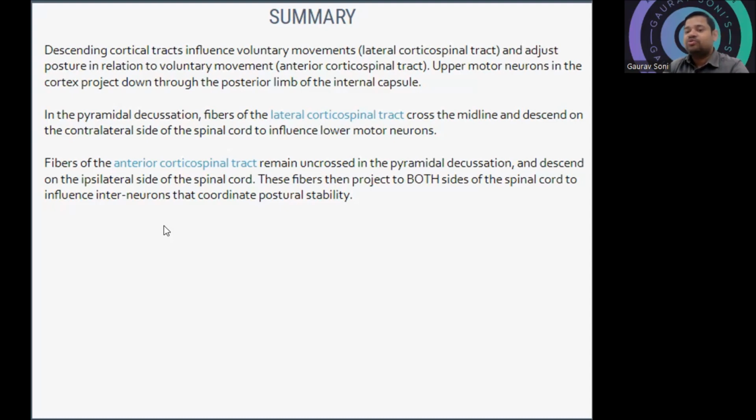These fibers then project to both sides of the spinal cord to influence the interneurons that coordinate postural stability. So this was all about the corticospinal tracts. There are some more tracts that we haven't learned. This will be for the tracts which arise from the brainstem. So we will first have to study the nuclei which are present in the brainstem, then we will talk.